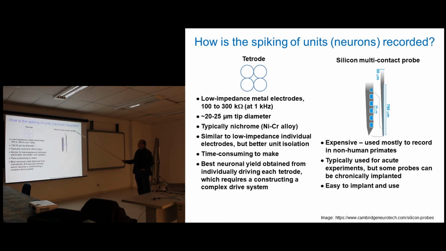It involves using a silicon multi-contact probe. The idea here is that this is nothing more than a printed circuit board, a precision printed circuit board with the contacts separated by about, say, 25 microns. So this is very much like having tetrodes, except there are many more than just 4 electrodes. There's a whole bunch in a row. This one here is 790 microns, so that's almost a millimeter.